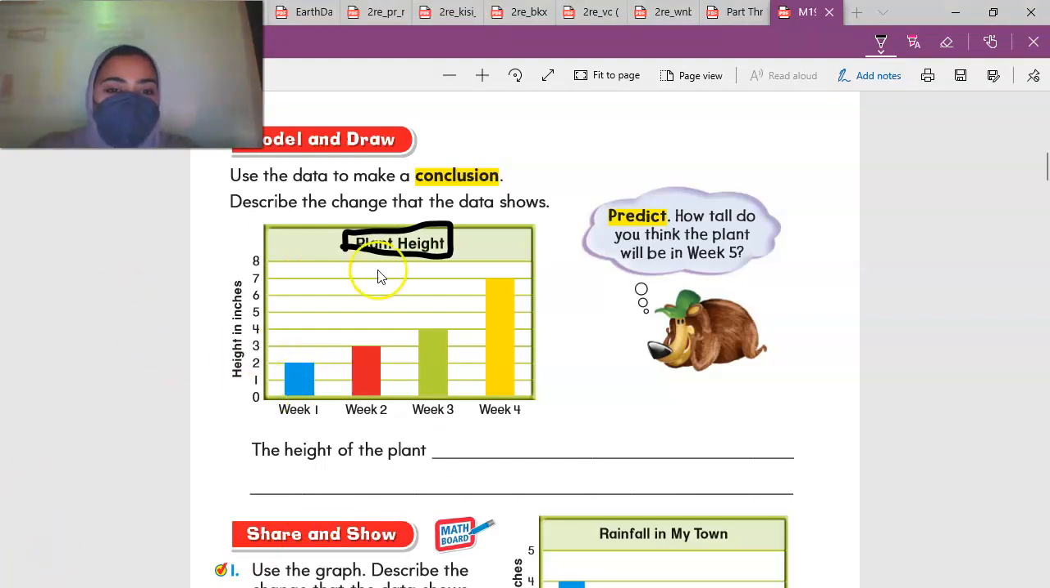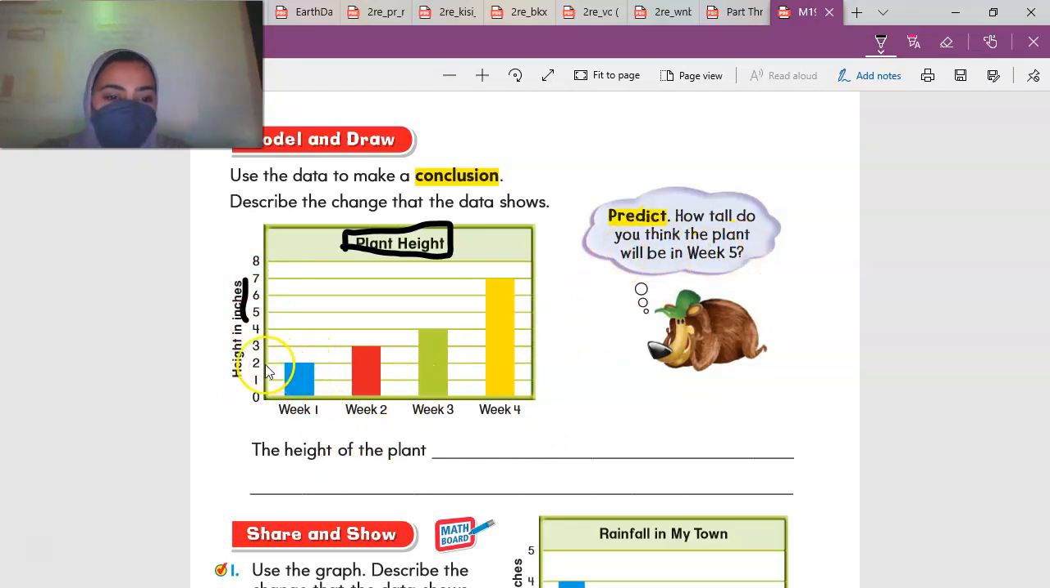So we're measuring the plant's height each week. On the side here, what are they measuring by? What are they using, inches or centimeters? They're using inches. It says height in inches. So the number scale shows how tall the plants are in inches. So the question is, how tall do you think the plant will be in 5 weeks?